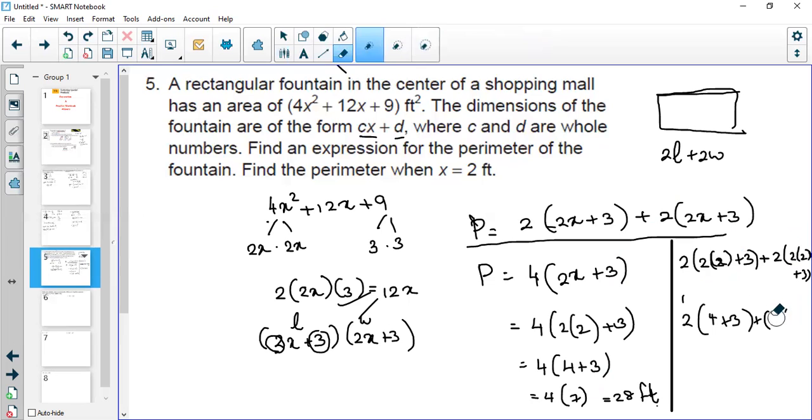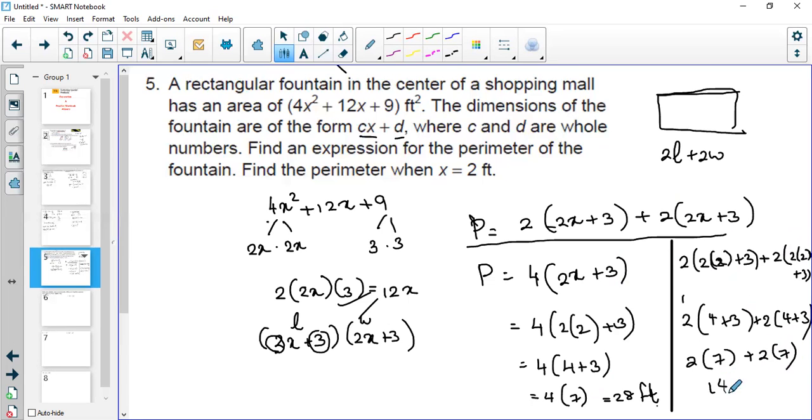It's going to be 2, 4 plus 3. It's going to be the same. So 4 plus 3, that means again it's going to be 2 multiply 7 plus 2 multiply 7, which is going to give you 14 plus 14, which is going to be 28 feet. So this is how you need to find the perimeter. Whether you do it this way or this way, you could see that the answer is going to be the same.